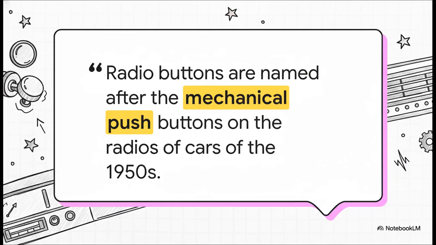So get this. The name radio button is literal. It comes from the physical preset buttons on old car radios. Just picture it. You're in a car from the 50s, you push one button to get your station, and the one that was already pressed physically pops out. It was a purely mechanical system designed to make sure you could only have one choice active at a time. It's the direct, physical ancestor of the digital button we all use today.